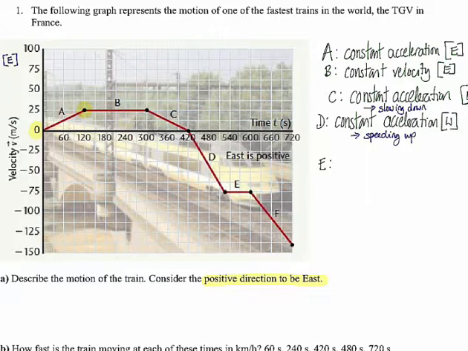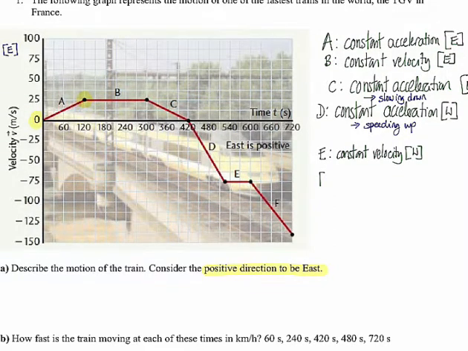Section E is moving at a constant velocity. It's not accelerating anymore, but it's still moving. It's a constant velocity of negative 75 meters per second, or in the west direction. And section EF is very similar to section D. It's moving at a constant acceleration west. And it's moving west, so it's speeding up just like section D. So there's a description of what's going on in each of those sections. So I've answered part A there.